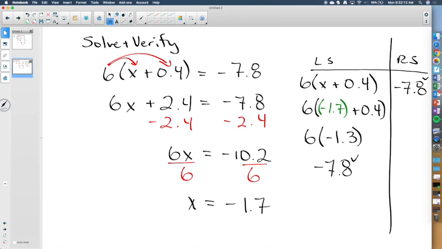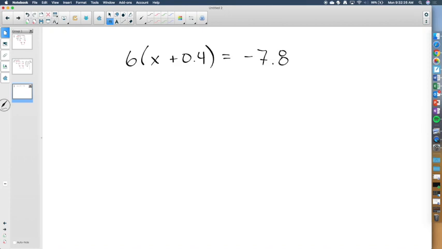So I'm going to do the exact same question, but I'm going to show you a different way of solving it. My first step was to multiply inside the brackets, but I can also think of going backwards through my order of operations, right? So if I was going backwards through my order of operations, I would add the 0.4 to the x first because it's inside of the set of brackets. And after we've done that, we would multiply by 6.